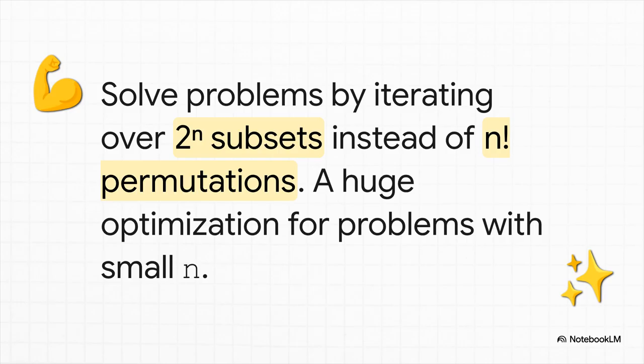But if we use bit masks, we can reframe the problem. Instead of iterating over permutations, we can iterate over subsets. And 2 to the power of 20? That's just over a million. A modern computer can handle that no problem.